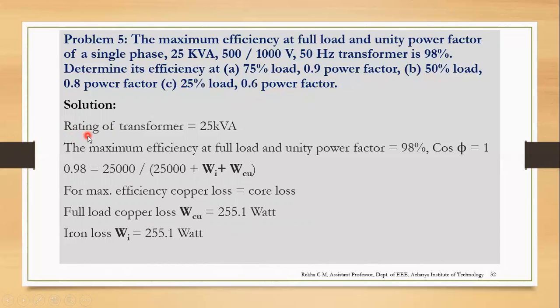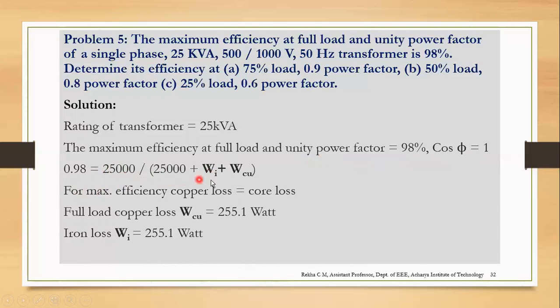So let us first list what are the parameters given. Rating of the transformer is given. The maximum efficiency at full load and unity power factor is given. Unity power factor means cos phi value is 1. So substituting in the equation, efficiency is equal to VA divided by VA plus iron loss plus copper loss, because here at full load X value is also 1 and the power factor is also 1. So we need to write only VA value, that is rating of the transformer.